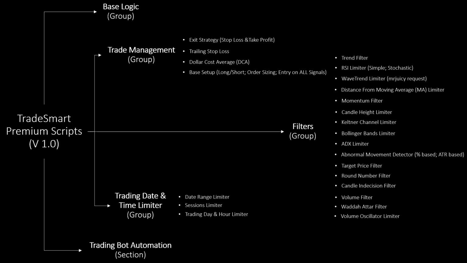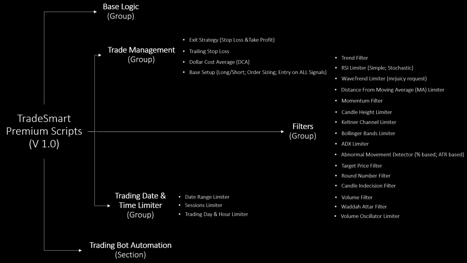First, let's separate the functions of the scripts into different groups. On the top of each script you will find the base logic settings that are specific for that script. Under that you can find the next big group, the trade management settings. Here we have the stop loss, take profit setups and more. Under the trade management settings we have all the different filters. Under those we have the date, day and sessions limiters. And finally on the bottom, the trading bot automation settings. So we have 5 main groups. Now let's go over them one by one.